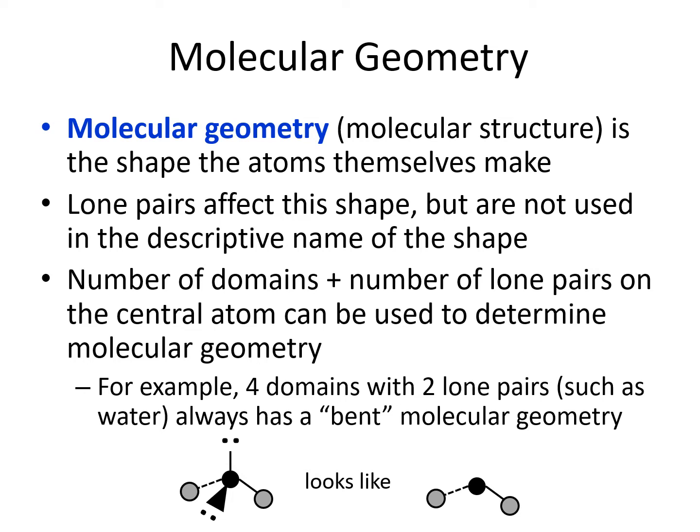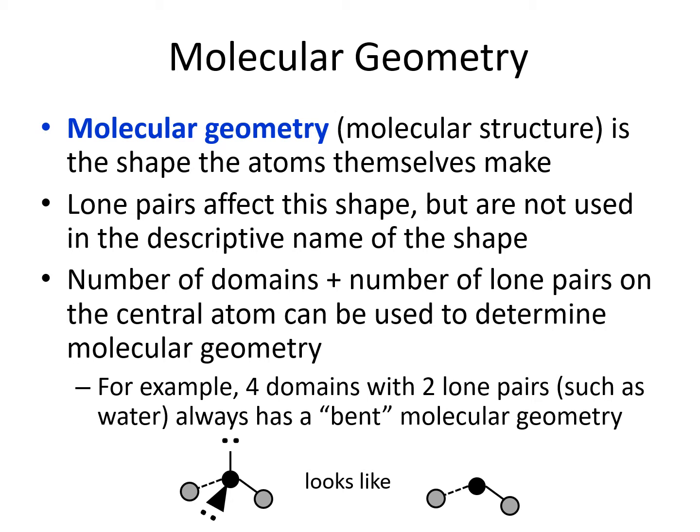Sometimes we want to sort of ignore the lone pairs and just tell what shape the atoms themselves are making. The lone pair is still important in determining the shape. It just is not part of the descriptive name that we call the molecular geometry. To find the molecular geometry, you could use a combination of number of domains on the central atom and how many of those domains are lone pairs.